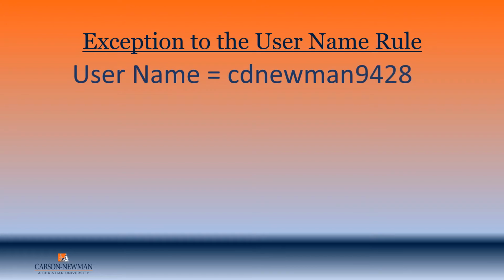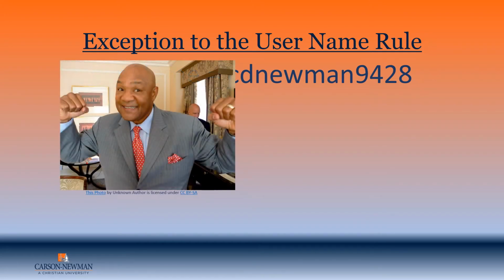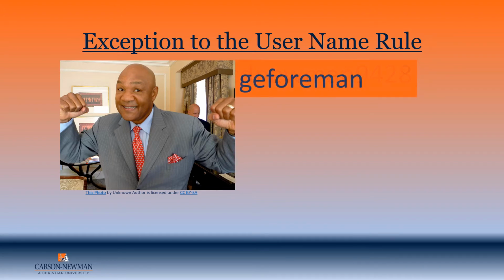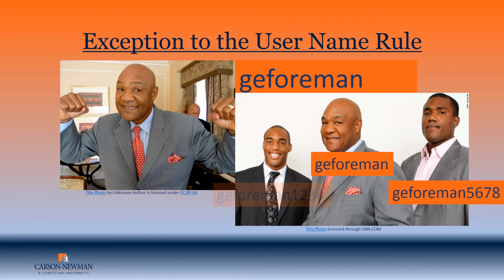Did you know the famous prize fighter George Edward Foreman had 12 children, 5 of which were sons, whom he also named George Edward Foreman? If he were the first student in the family to come to CN, his username would be G.E. Foreman. If he had 2 of his 5 boys come to Carson Newman, only George the father would have G.E. Foreman as his username. The other 2 would have a random number assigned to it as well.